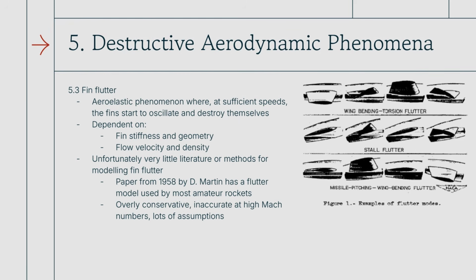Unfortunately, there's not a lot of literature on this because most of it is protected by government. So what most people end up using is a model developed by Martin from a paper in 1958. It's from NASA. He was a really smart dude, developed a model. Unfortunately, it's quite conservative. It's not super accurate at high speeds, and it makes a lot of assumptions. So that is the kind of model that a lot of teams use.